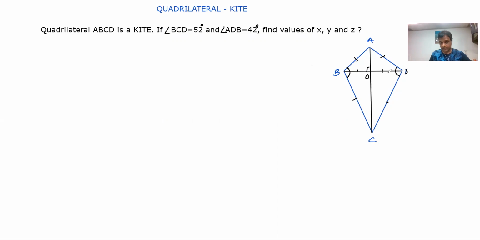Very important. Also, let me tell you here that if angle B is equal to angle D, as I just said, please remember angle A is not equal to angle C. But this diagonal bisects this angle, which means this angle is equal to this angle and this angle is equal to this angle. These are all the properties of a kite.